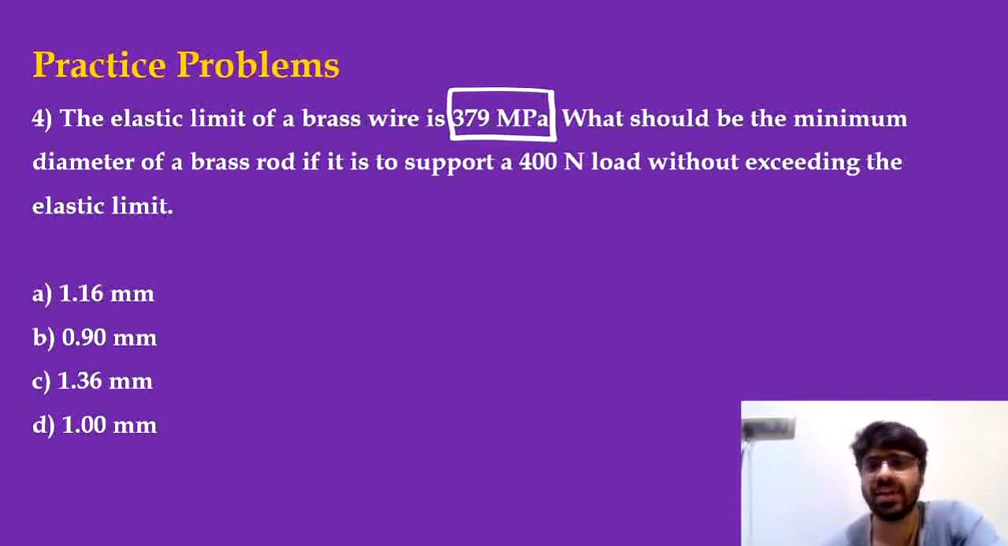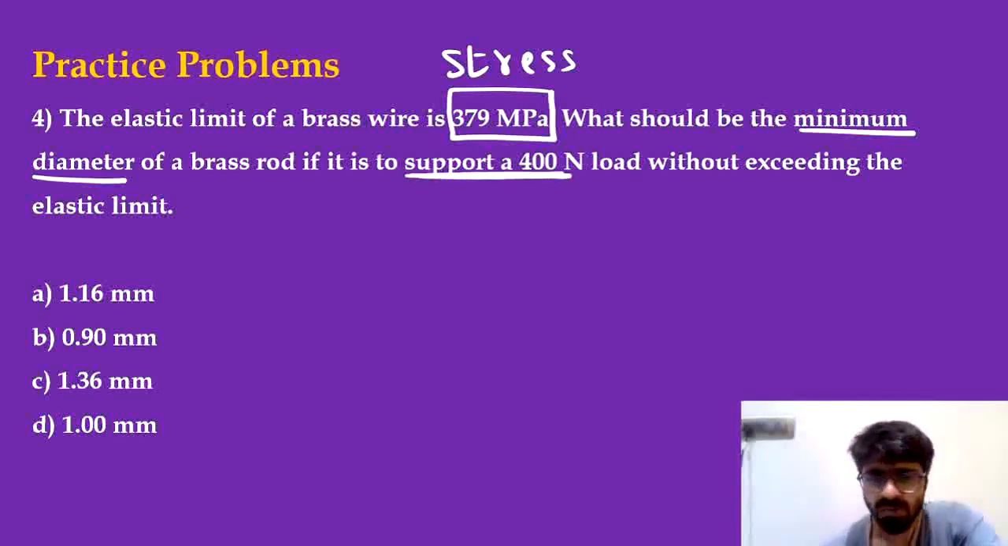In short, the elastic limit is the maximum stress to which you can subject that brass wire without creating any permanent deformation in it, which has been given to you as 379 megapascal. In short, this represents the stress. What should be the minimum diameter? They are asking you the minimum diameter of the brass rod so that it can support 400 Newton load without exceeding the elastic limit. So the stress is 379 megapascal.